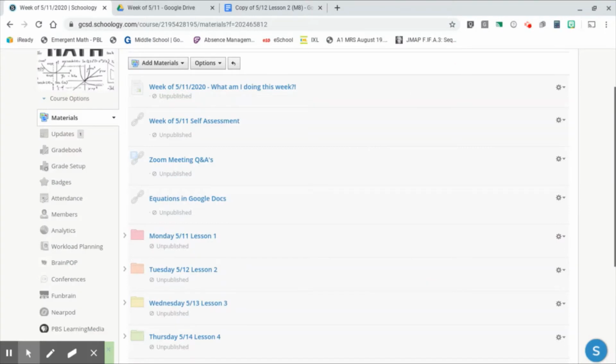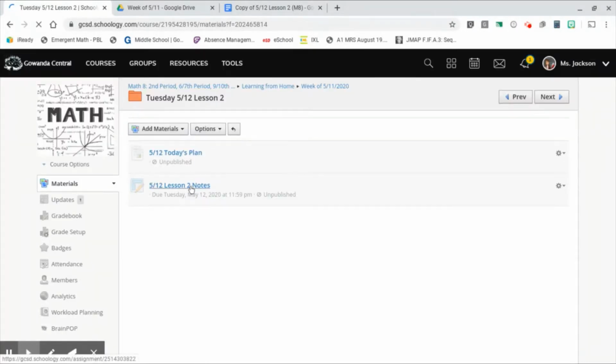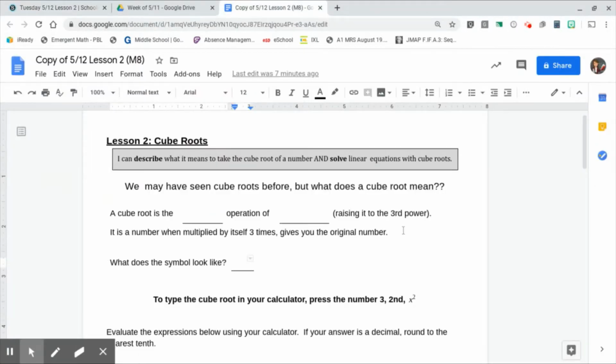So let's get started with our notes for today. Starting in this week's folder, this is lesson 2, so I'm going to open up the Tuesday folder, clicking on your notes for today. Today is lesson 2, cube roots. Your learning target is, I can describe what it means to take the cube root of a number and solve linear equations with cube roots.